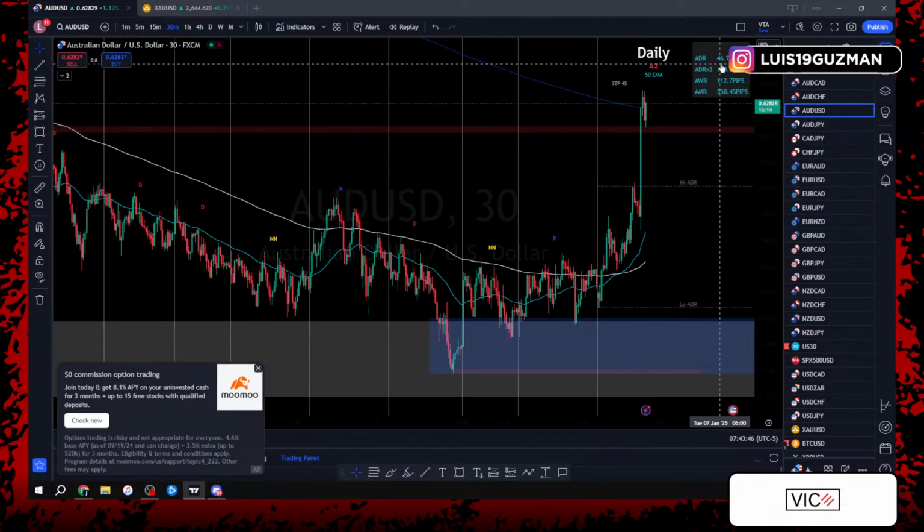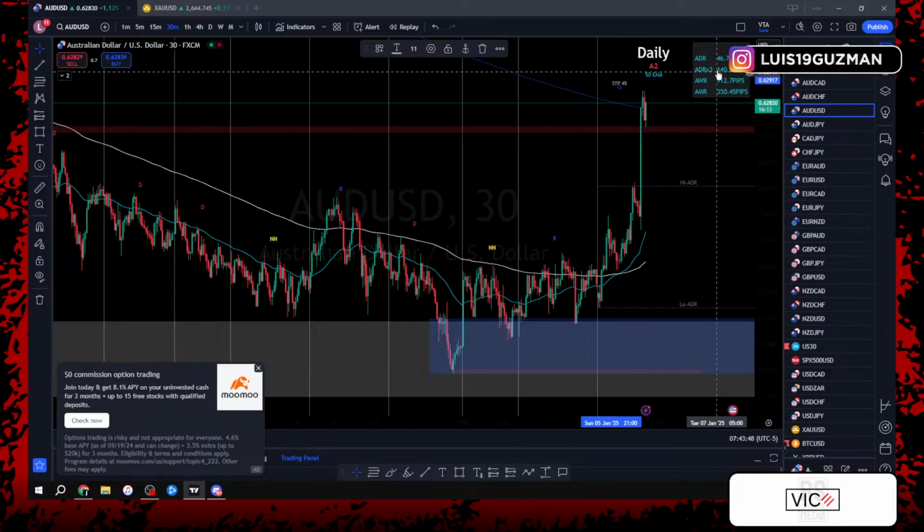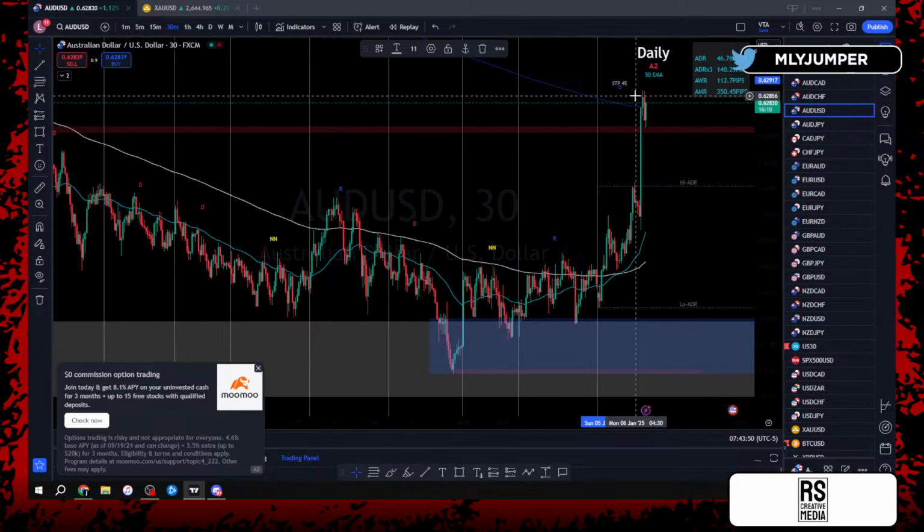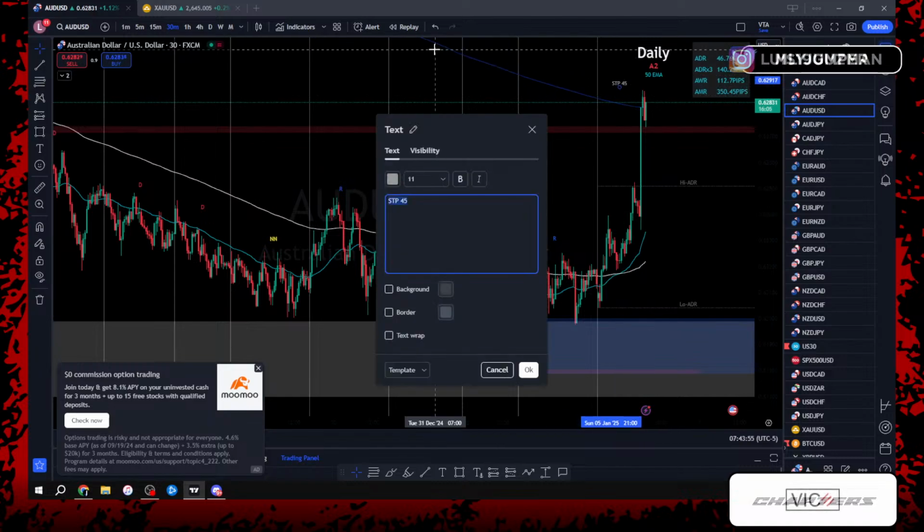It's just a calculation. For example, ADR for AUD USD is 46 pips. So the STP, the safe take profit for AUD USD, is 30 pips for the day.